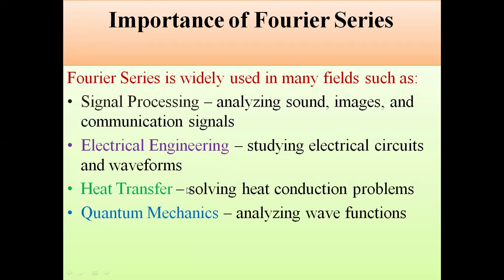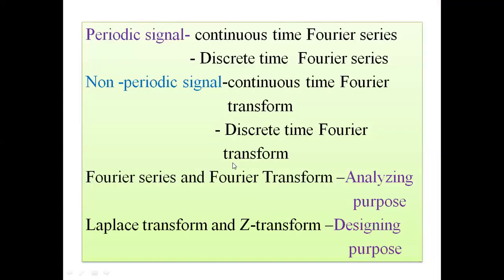Now in this chapter we are going to discuss only the Fourier series for signal processing. Periodic signal. So what is a periodic signal? There are two types of time: one is continuous time, another one is discrete time. Continuous time Fourier series and discrete time Fourier series.